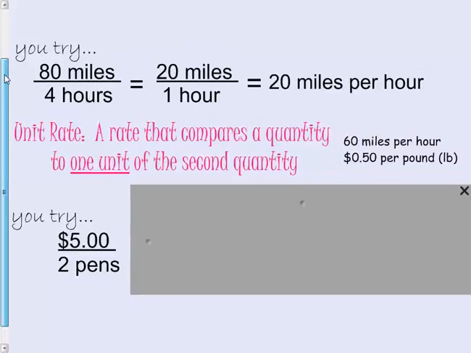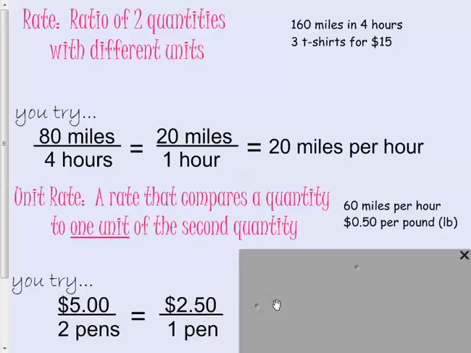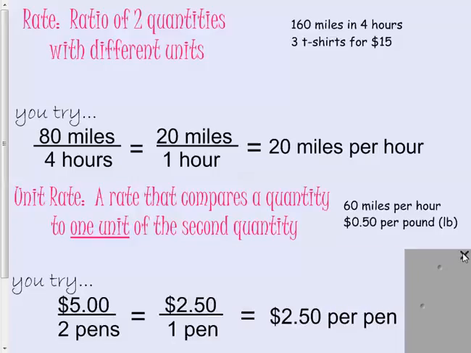A unit rate is a rate that compares a quantity to 1 unit of a second quantity. For example, 60 miles per hour. Per 1 hour is a unit rate. Or 50 cents per pound. Since we're only talking about 1 pound, it's a unit rate. So for a unit rate, sometimes you start with a rate and then you simplify it to where the denominator becomes a 1. $5 for 2 pens would become $2.50 for 1 pen, or $2.50 per pen. Make sure you write that down as something that you've tried in your notebook.